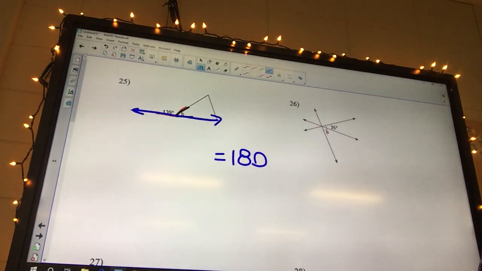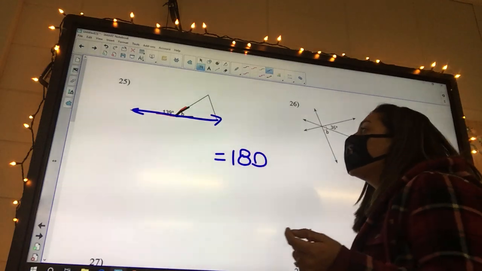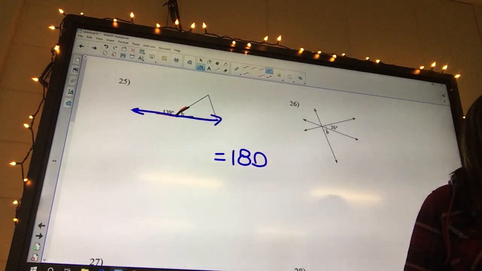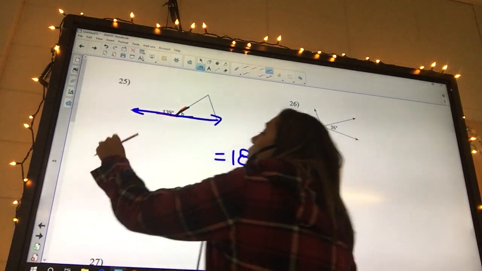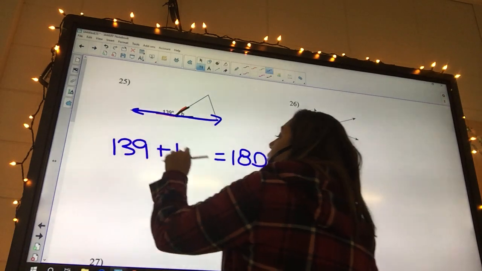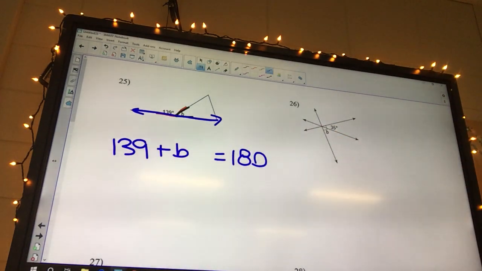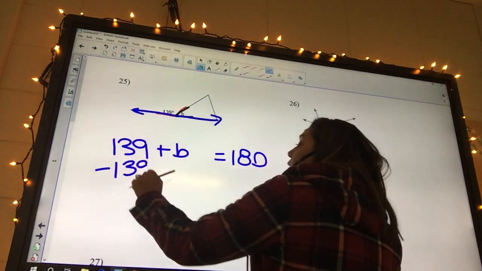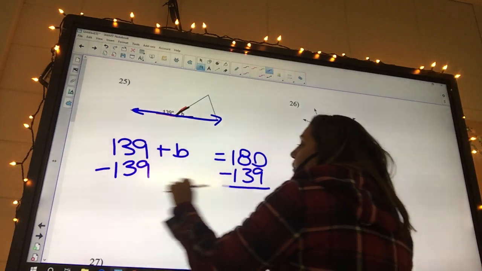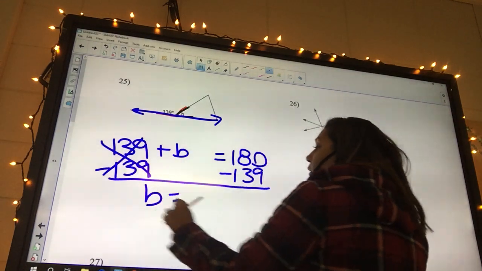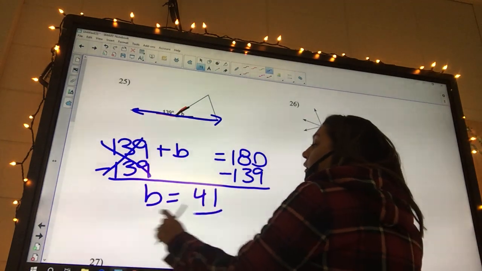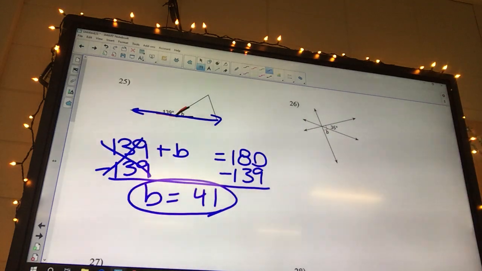So how should my other side look? I should say 139 plus B equals 180. Okay, and then I need to subtract 139 from both sides. So 180 minus 139. I should get 41. Yep.